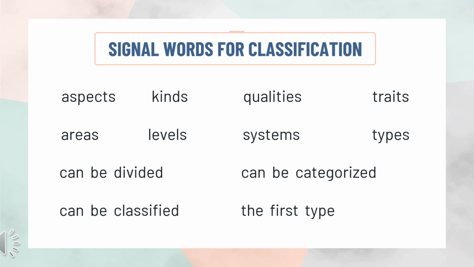Now, here are the signal words for classification. We have the following aspects, areas, can be divided, can be classified, kinds, levels, qualities, systems, can be categorized, the first type, traits, and types. Once again, you can use those signal words if ever that you're going to classify or if you're going to categorize a group of data.